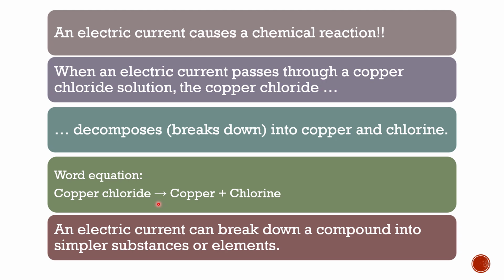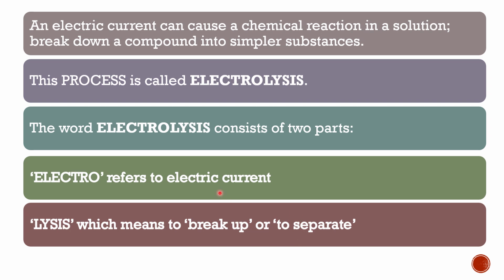A chemical reaction, a chemical change, takes place to break up the copper chloride into pure copper metal and chlorine gas. An electric current can break down a compound into simpler substances or elements. So like in this case, copper chloride is broken down into copper and chlorine. So this process is called electrolysis.